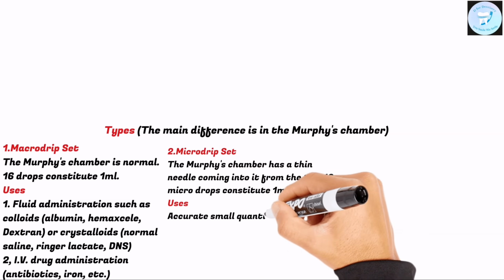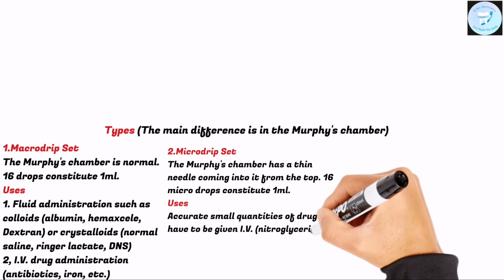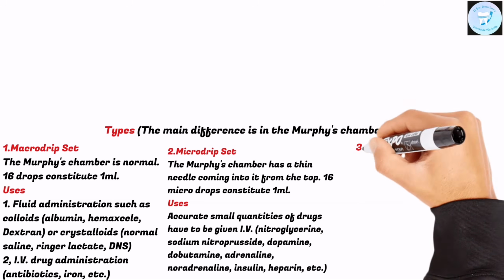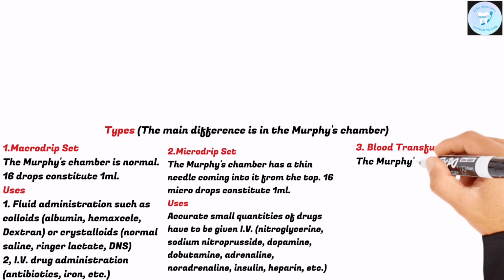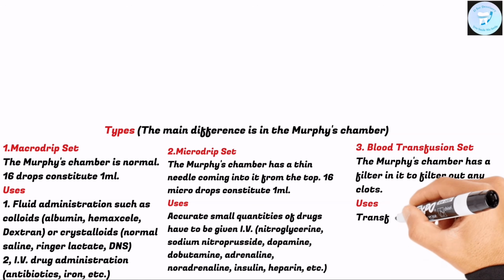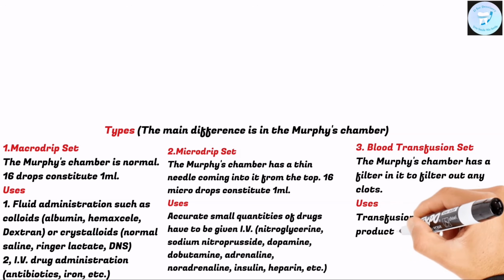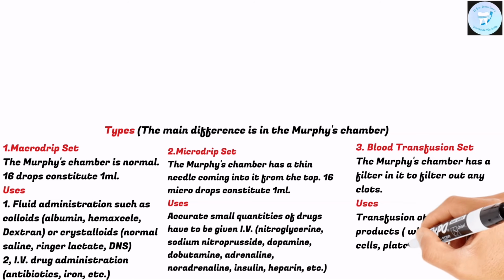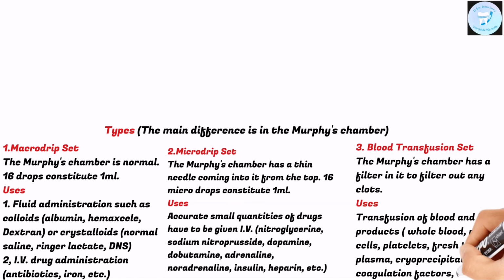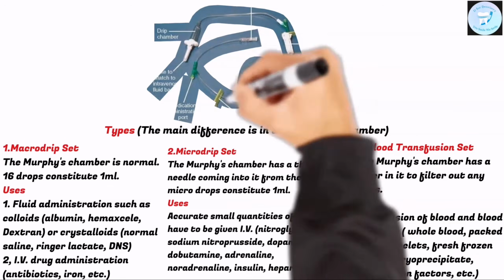Second, micro drip set. The Murphy's chamber has a thin needle coming into it from the top. 16 micro drips constitute 1 ml. Uses: when accurate small quantities of drugs have to be given IV. Third, blood transfusion set. The Murphy's chamber has a filter in it to filter out any clots. Uses: transfusion of blood and blood products.